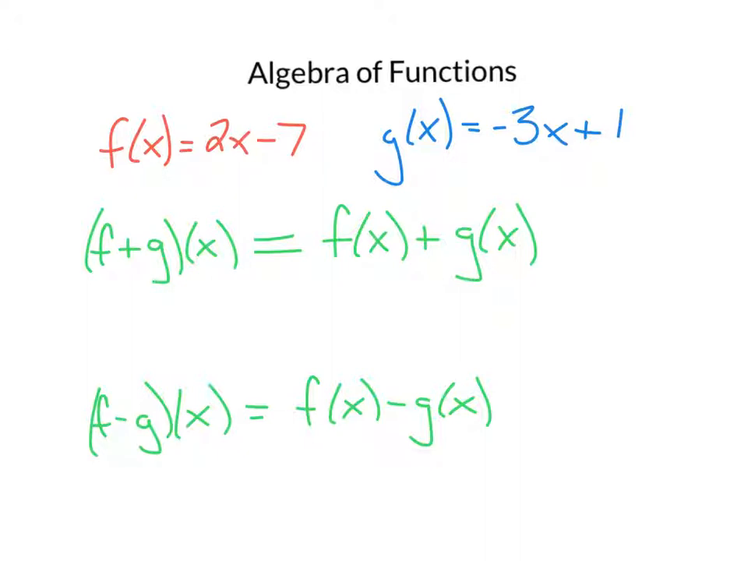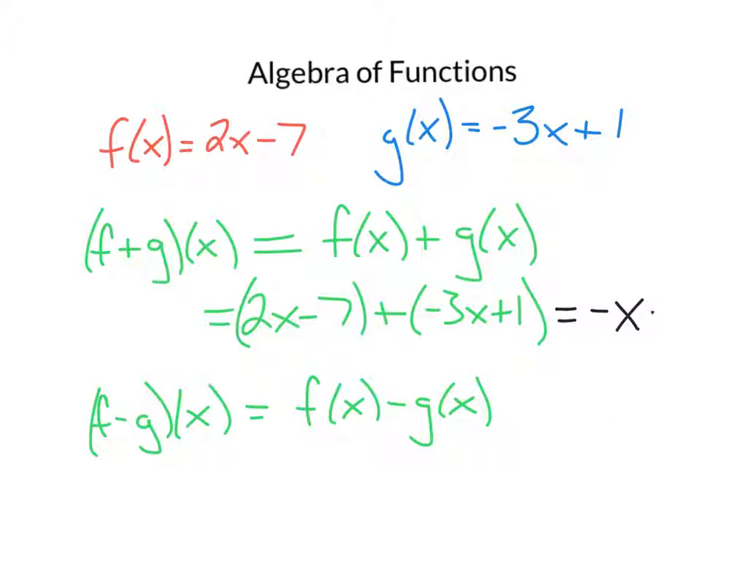The first thing to realize is that when you see f plus g of x, all that means is take your f function and add your g function to it. And so you're really just doing a substitution here. So the f function is 2x minus 7, and we're adding the g function, which is negative 3x plus 1. And all we're doing is combining like terms. So f plus g of x is negative x minus 6.